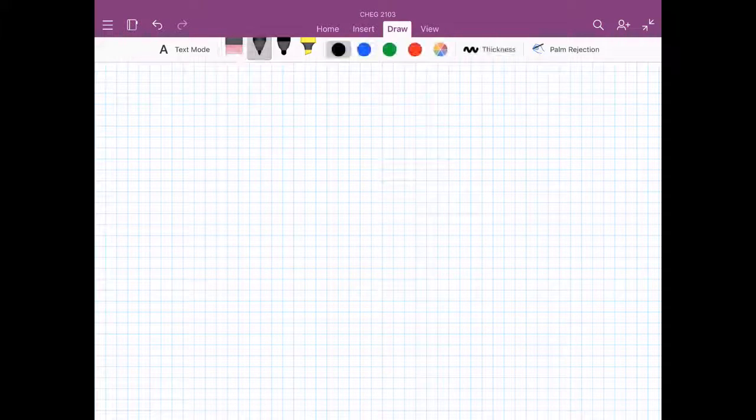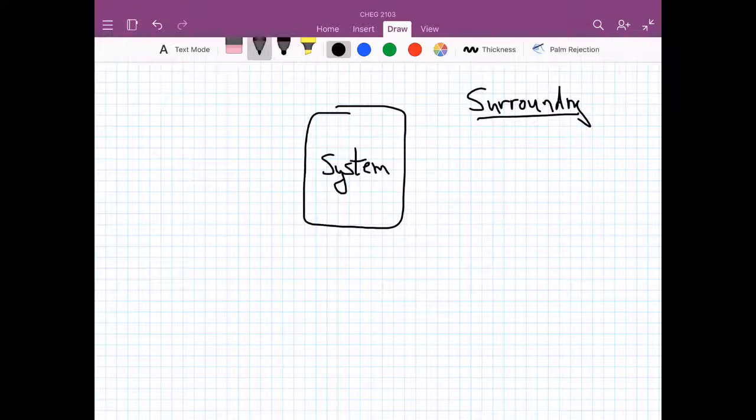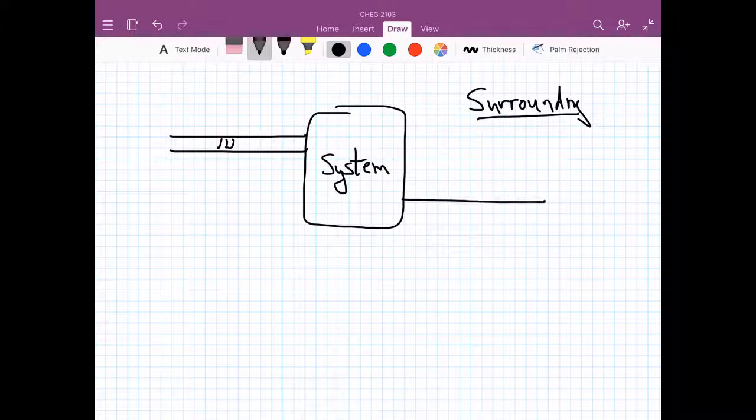Okay, so now we want to consider what happens if I open this system up to mass flow. How does that change my equation? So I still have my system and I still have my surroundings, but now I'm going to add an inlet stream and an outlet stream. And these could be arbitrary in number. I can have as many inlet streams as I want, as many outlet streams as I want.